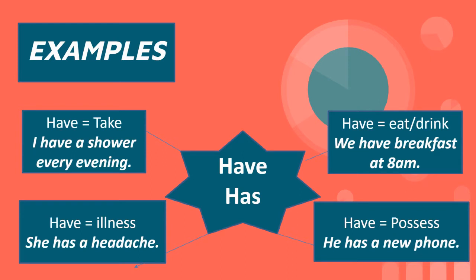Have to take. I have a shower every evening. You can also say I take a shower every evening. Perfectly correct. She has a headache. We have breakfast at 8 a.m. He has a new phone.